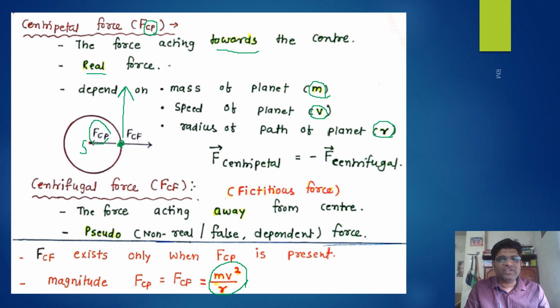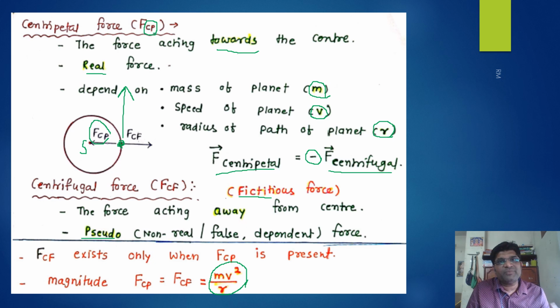So here also we have a centripetal force towards the center. Then at the same instant we might have centrifugal force as well, and it is here shown with the negative sign. That means centrifugal force is acting away from the center. Centrifugal force here is a non-real force, it is a fictitious force, right? It's not real, it's pseudo, it's non-real, it's false, and it's a dependent force.